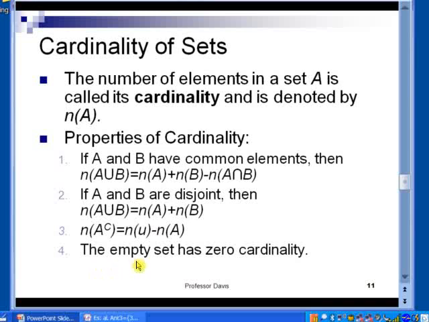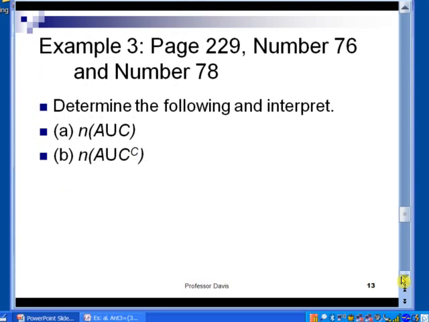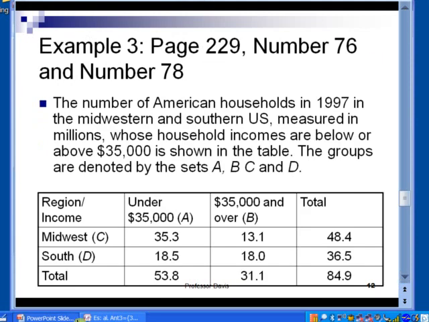And like I said, property 4, we mentioned this before, the empty set has 0 cardinality. All right, so let's take a look at an example now where we use these properties here.